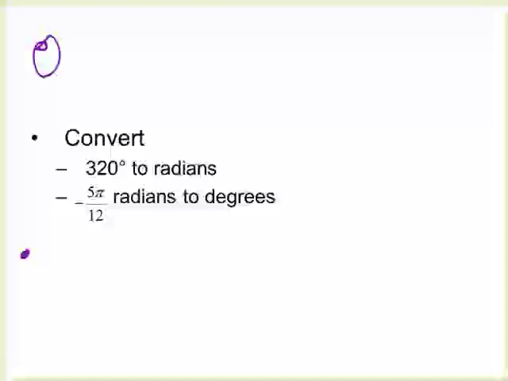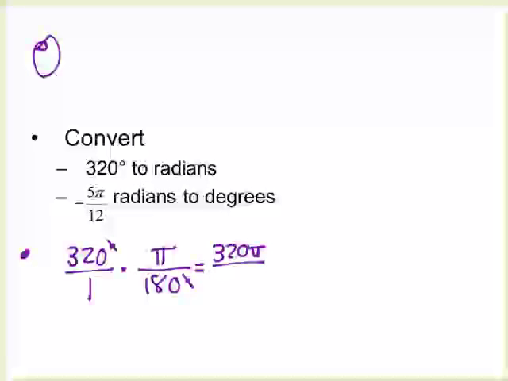For the first example here, start with what you're given, turn it into a fraction if it's not one. So I put it over 1. I'm going to multiply always 180 and pi, and I choose 180 on the bottom and pi on the top, so that we'll cancel with the degree we're given. Multiply straight across, it's not a cross-multiply, straight across the top, straight across the bottom, so 320 pi over 180, and reduce, so 16 pi over 9.